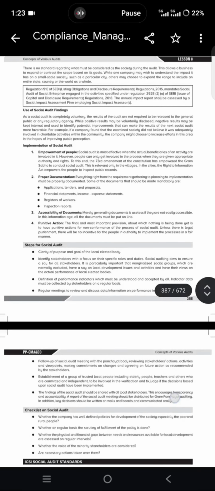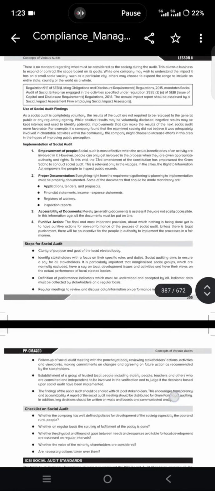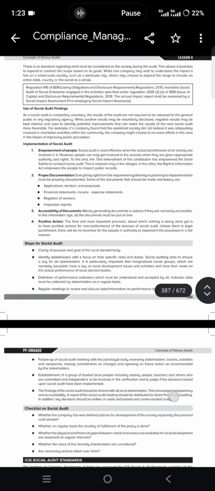And ICC social audit standards. In these, the objectives are assessing the impact made by the social enterprise through implementation of activities, verifying the authenticity, identifying and reporting the gap, assessing the nature, evaluating the cost and efficiency of the project, and verifying whether all the statutory requirements are fulfilled or not.